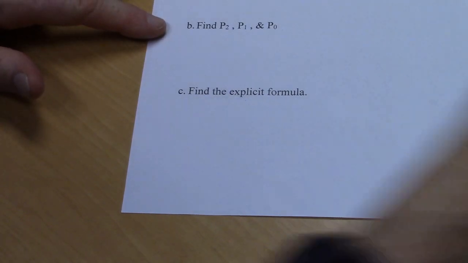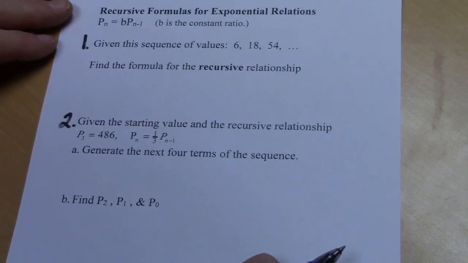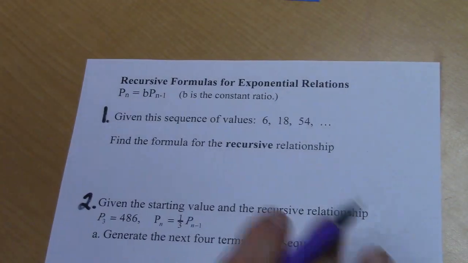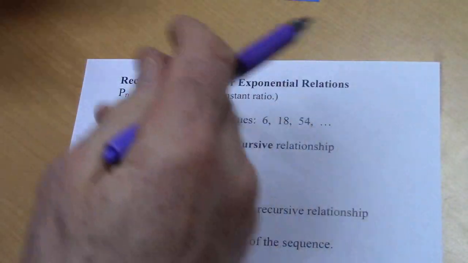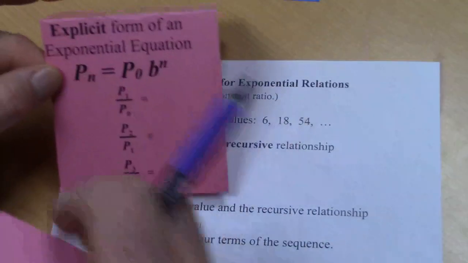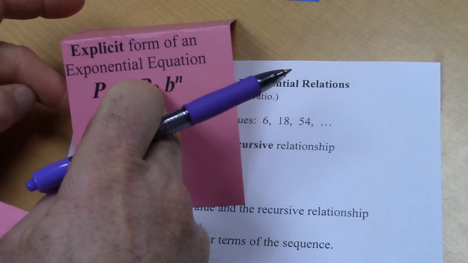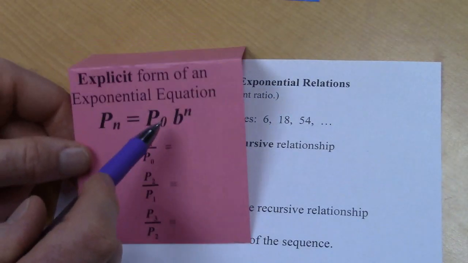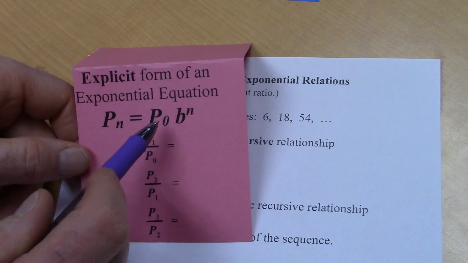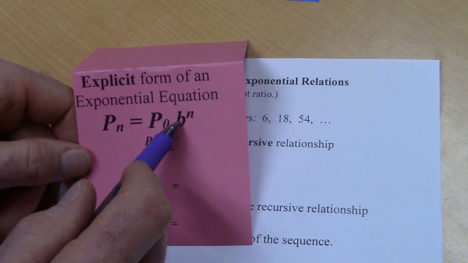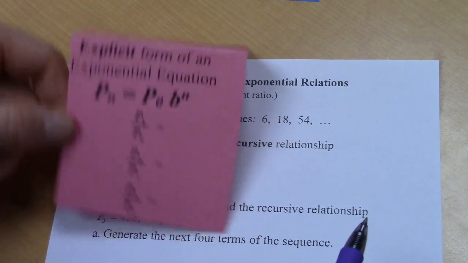Some things need to be described primarily by recursive formulas, so that's why we're doing that. So now we're going to the recursive formula for an exponential relation. So remember, the explicit form was P sub n equals the first P sub 0, the initial p-value, the initial output, and then b, the common ratio to the n power.